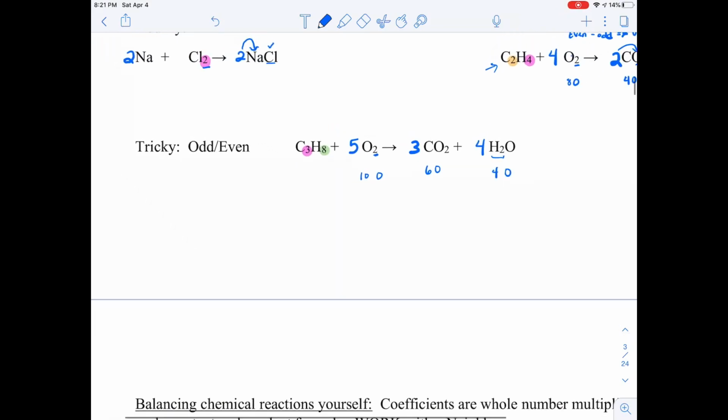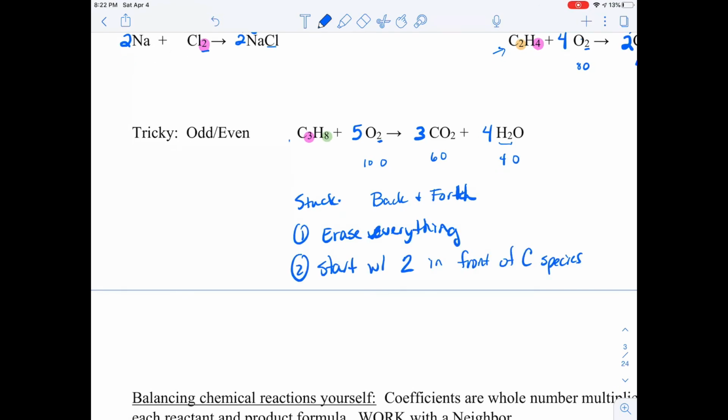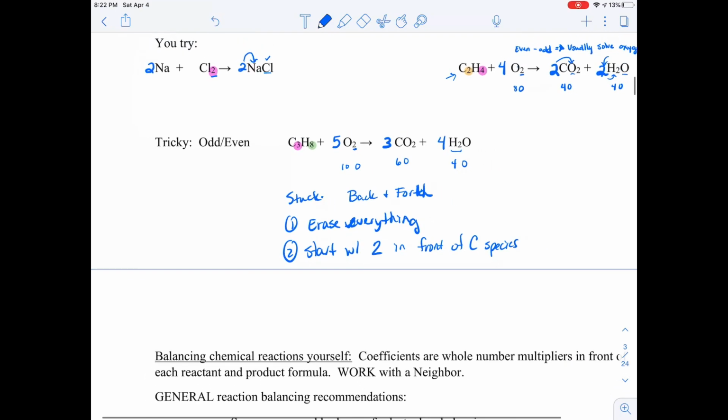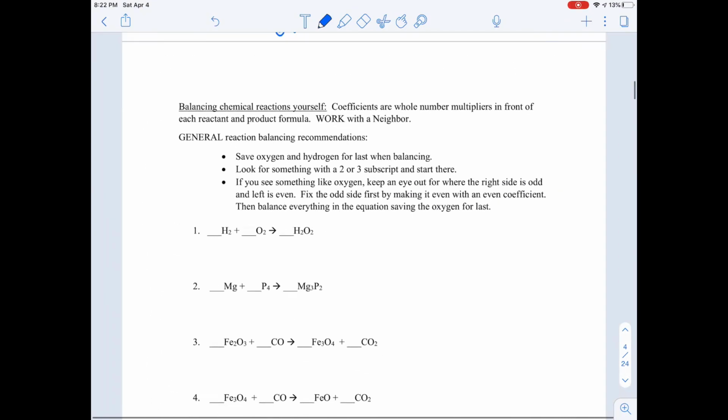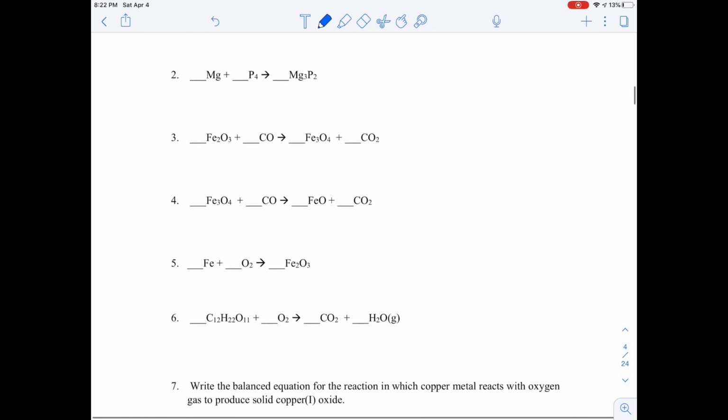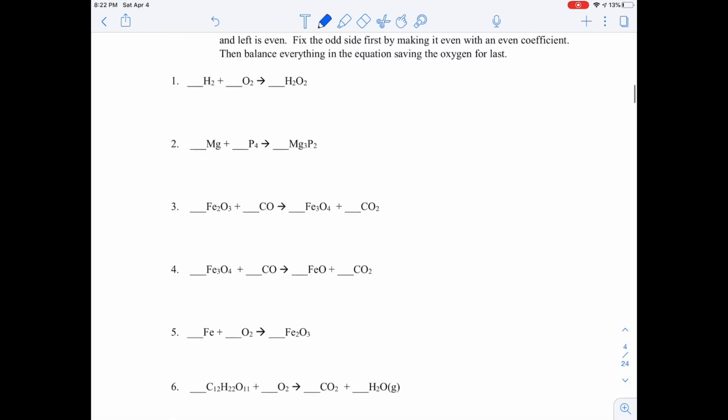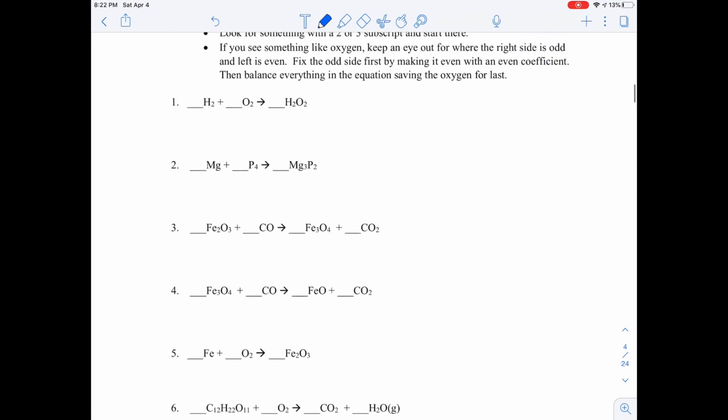If you're ever solving these odd even type things and you end up feeling just stuck, like you keep going back and forth, here's my big tip. I would have erased everything and put a 2 here. It wasn't necessary, but this is just my little tip. You're going to have a few of these combustions come up that are tricky to balance. So I have a whole series of these reactions that you can now balance yourself. I've got a page of them, and I recommend that you go ahead and practice them. I'm going to work through them also, but I'm going to put that in another video.